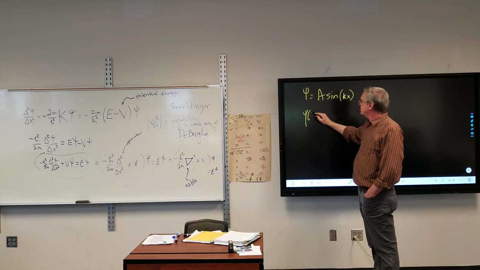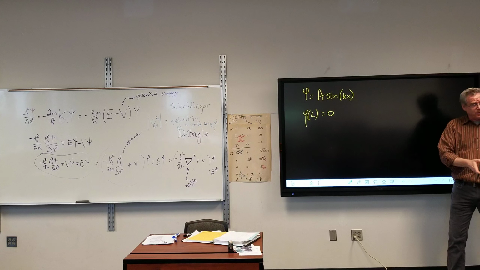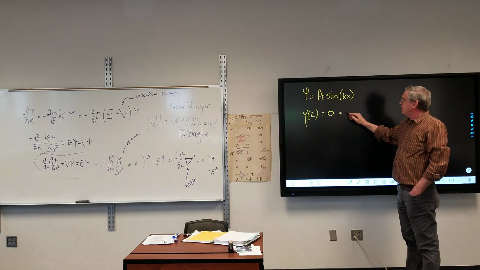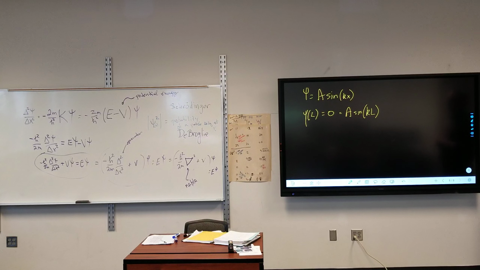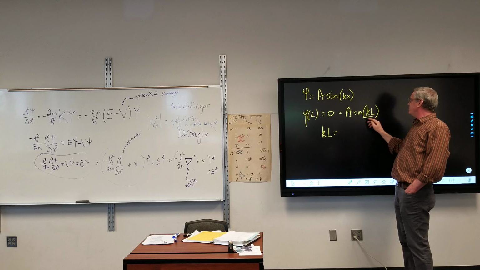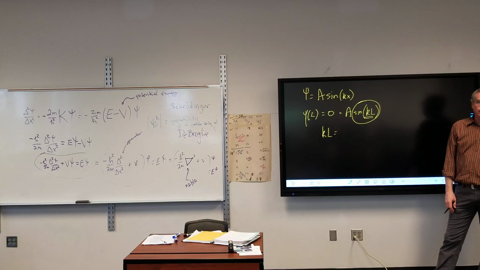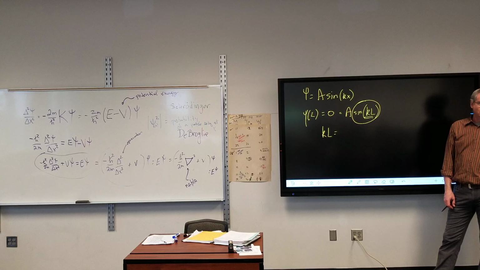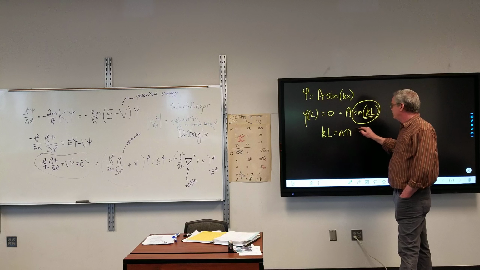I now plug in psi of L, my other boundary. That's equal to 0 there. The particle cannot exist at L because I've got an infinite wall right there. And that's going to be A sine of kL. So the question is, for what values of kL will the sine of kL be equal to 0? Sine of 0 is equal to 0. Pi, 2 pi, 3 pi, and so on, 4 pi, plus or minus.